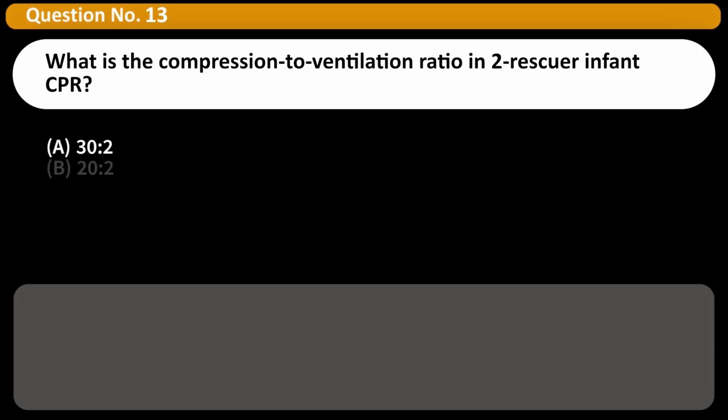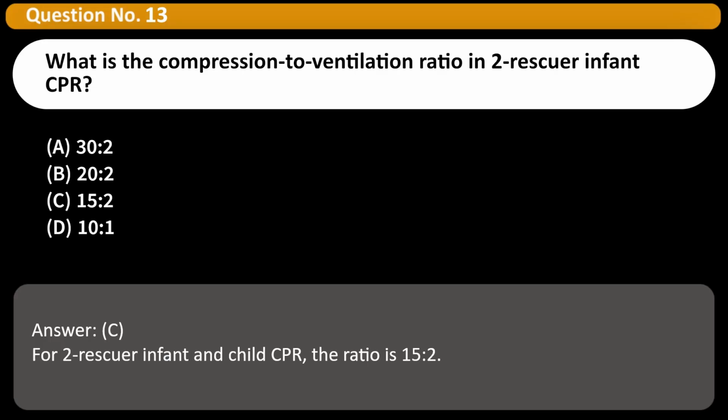What is the compression to ventilation ratio in 2 rescuer infant CPR? A. 30:2. B. 20:2. C. 15:2. D. 10:1. Answer C. For 2 rescuer infant and child CPR, the ratio is 15:2.